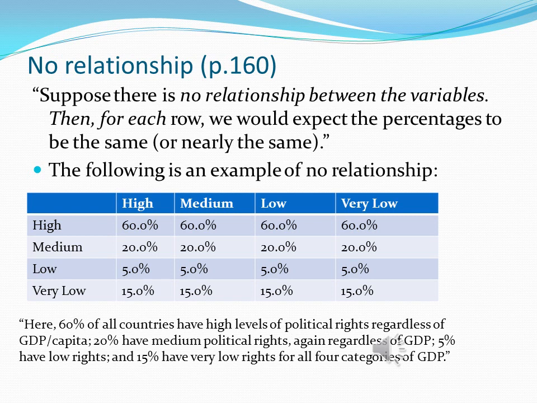Notice for each one there's not a change, for example, like the quote from the book. Here, 60% of all countries have high levels of political rights regardless of GDP per capita. 20% have medium political rights, again, regardless of GDP. And 5% have low political rights. And 15% have very low political rights for all four categories. Notice there's not a change based on the GDP for each individual level of political rights. So they're saying there's no relationship here, as you see going across.